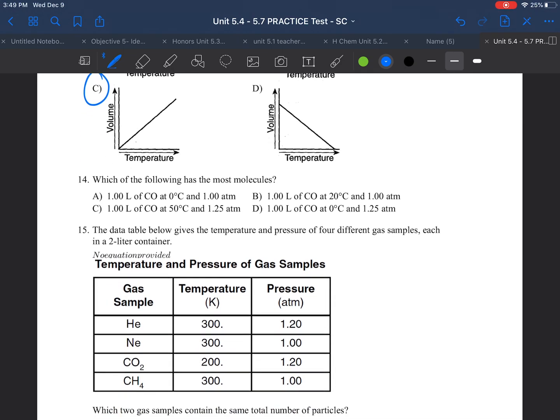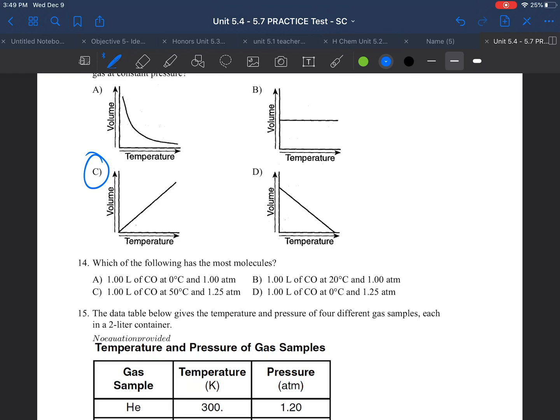All right, 14. Which of the following has the most molecules? So this you would have to think of the ideal gas law, because I think using the relationship to reason through these can be very helpful. So which has the most molecules? Now, if you look at all the options, it's giving you a volume, a temperature, and a pressure, but notice how all the volumes stay the same. So let's not even consider volume since it's constant.